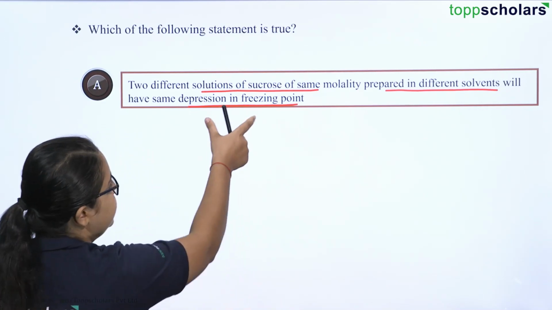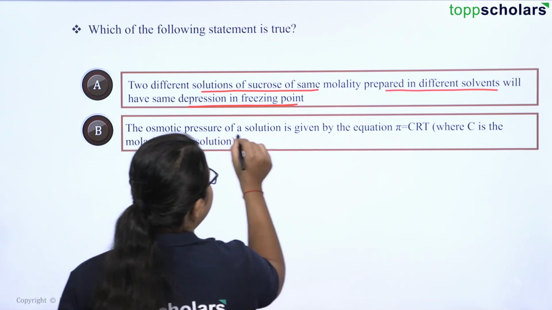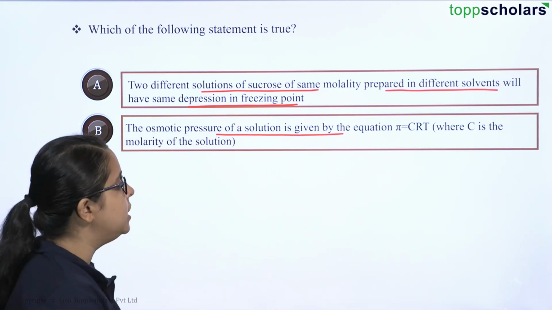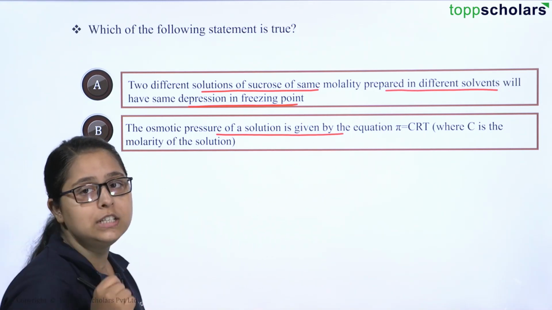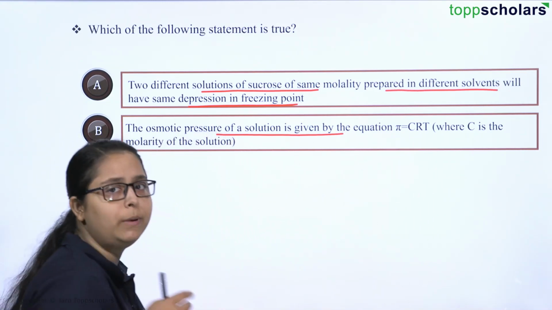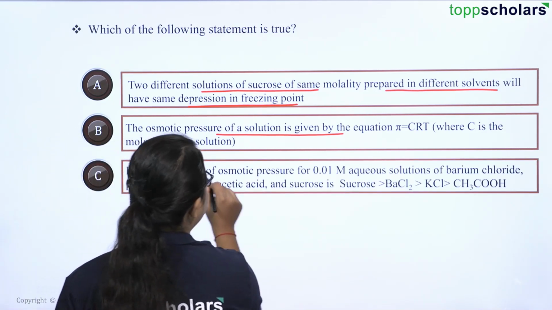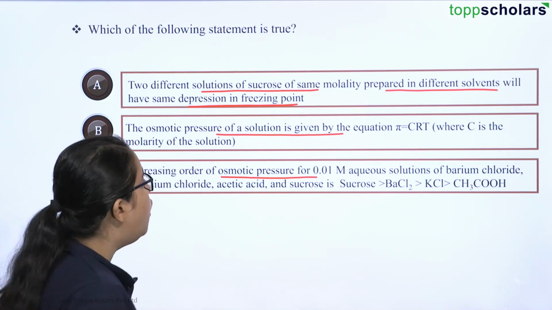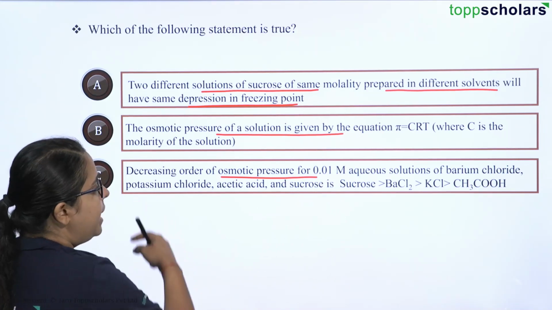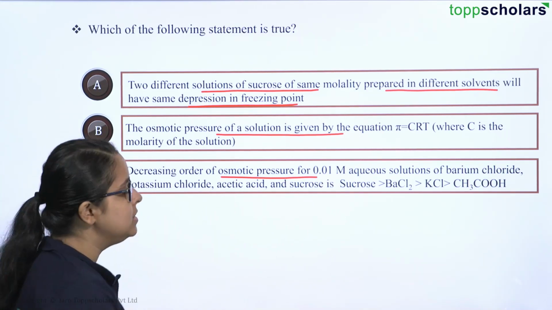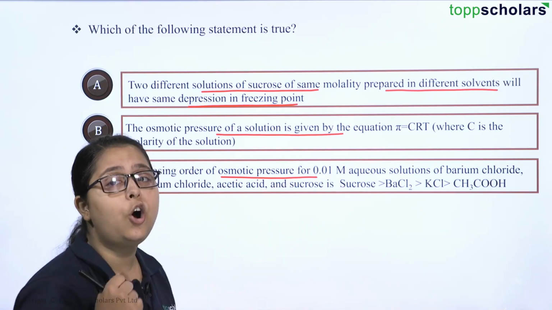So, we need to see if this statement is true or false. Let us go for option B. It says the osmotic pressure of a solution is given by the equation pi is equal to CRT. Herein, C is the molarity of the solution. What is R and what is T? You might be familiar with that, right? It is a very simple thing. Then we have option C which says the decreasing order of osmotic pressure for 0.01 molar aqueous solutions of barium chloride, potassium chloride, acetic acid and sucrose is in this order. Okay. So, you need to check if the given order is correct or not.